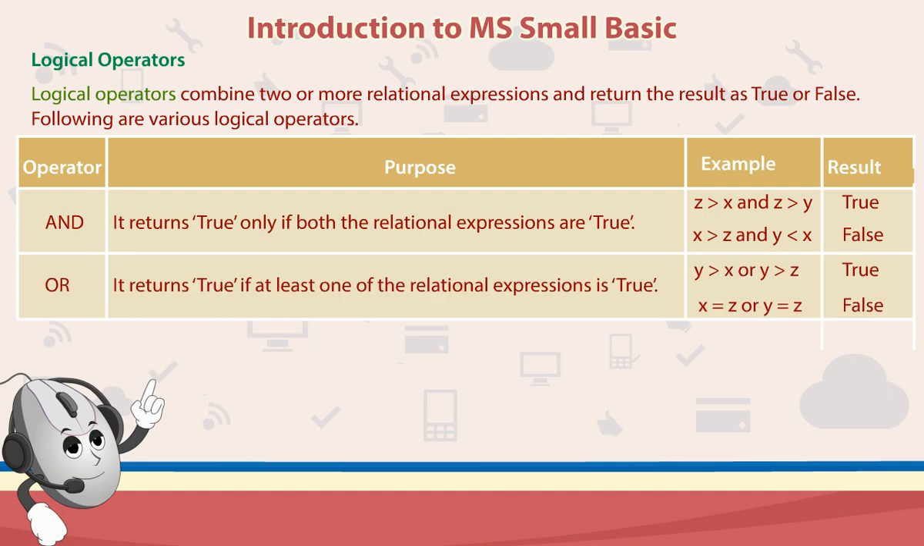False. Or. It returns true if at least one of the relational expressions is true. y is greater than x or y is greater than z. True. x is equal to z or y is equal to z.